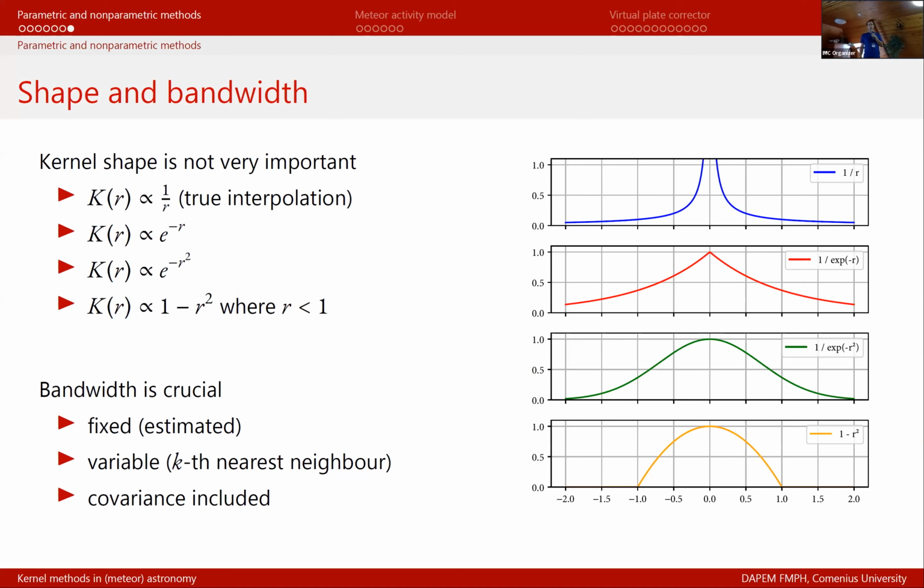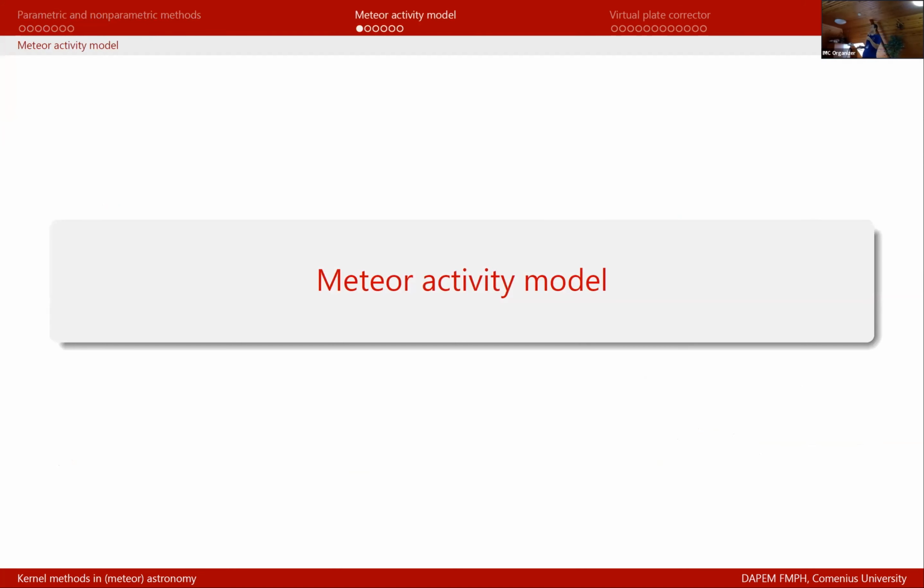Here, kernel shape is not that important. It is, but it's not the crucial thing. We can choose from a variety of functions. Usually, we just use the normal or so-called Epanechnikov kernel. So this is a truncated parabola. What is crucial is the bandwidth. So this is the width to which you scale your kernel. The simplest method is to have it fixed, to estimate it somehow, or just take it from data as well. For instance, take k nearest neighbors of each data point, find the distance to k nearest neighbor, and use this as your bandwidth. If you have multidimensional data, you want also to include covariance. We'll get to this shortly.